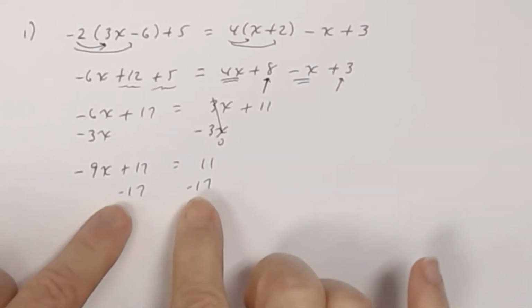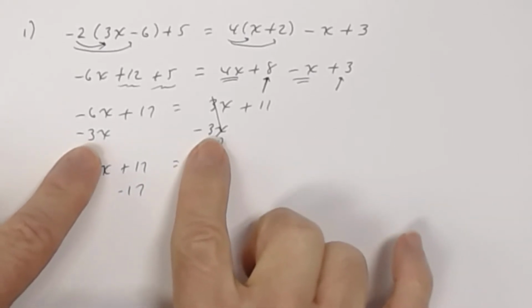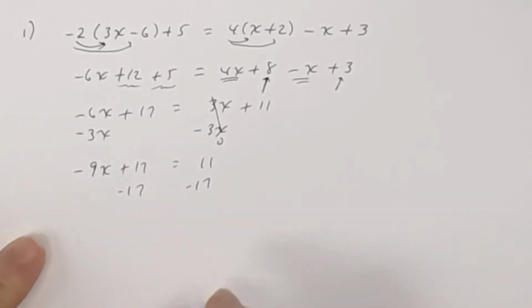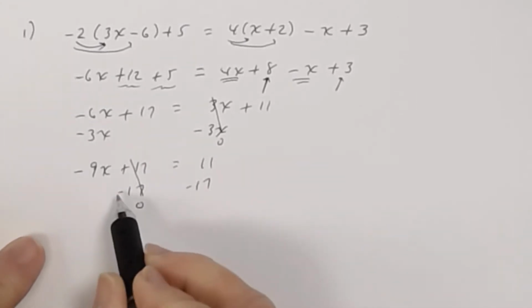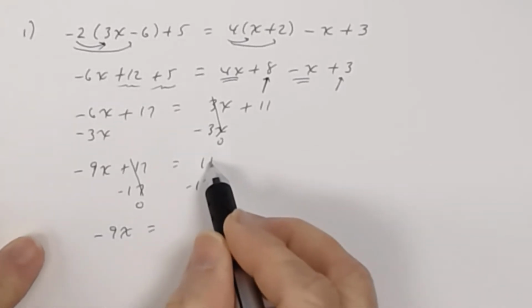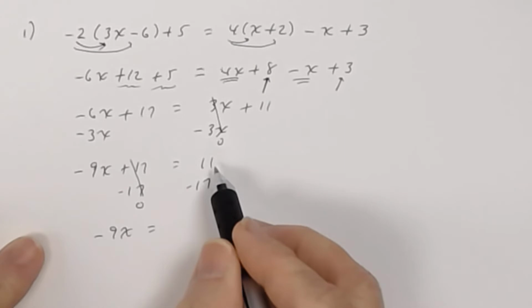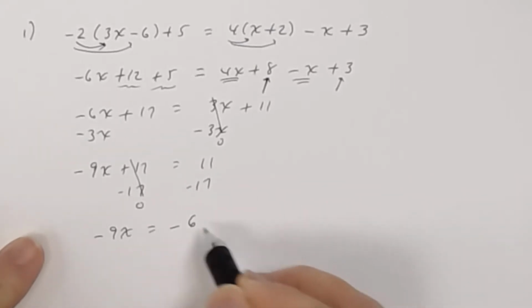So notice one side, one side. I subtracted 3x on both sides, and you see it here. Now let's combine like terms. So +17 and -17 is 0. A -9x and 0 is a -9x is equal to, and then when I combine these two constants, 11 and a -17 is a -6.